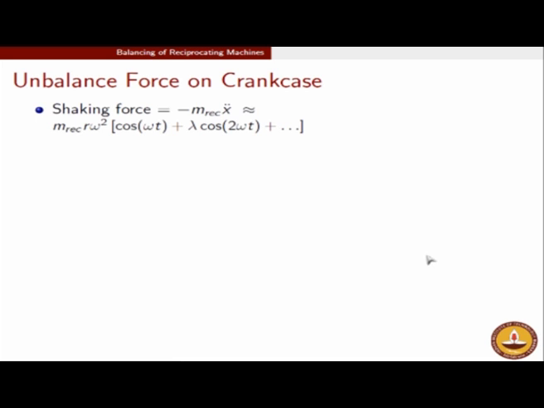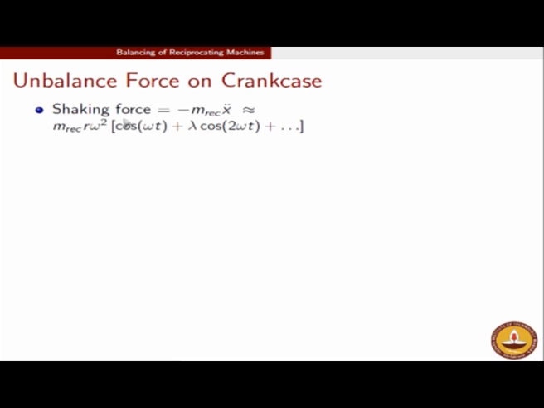The entire reciprocating parts is not just the slider mass, but also the apportioned mass of the connecting rod which is sitting on top of the slider mass. And we have already found out in the last class that there is a simple expression for x double dot, which is minus omega square r times cos omega t plus lambda cos 2 omega t.